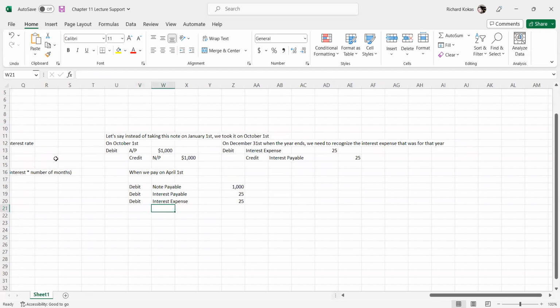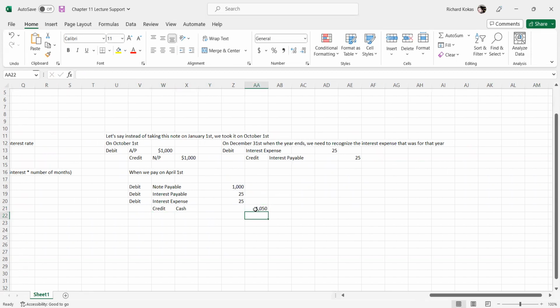And now, how much are we paying in cash? Remember, we never paid the cash on December 31st. We recognized the liability. So we're paying all the cash now. So the $1,000 for the note plus $25 from the interest payable we recognized on December 31st, plus $25 of new interest for this year. So in total, it's $1,050.